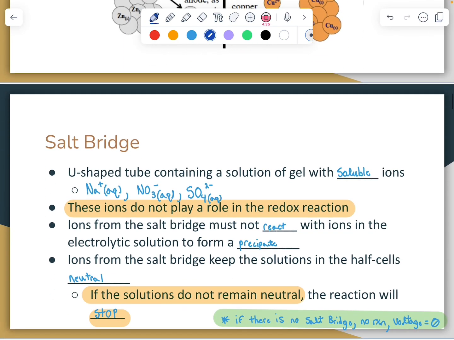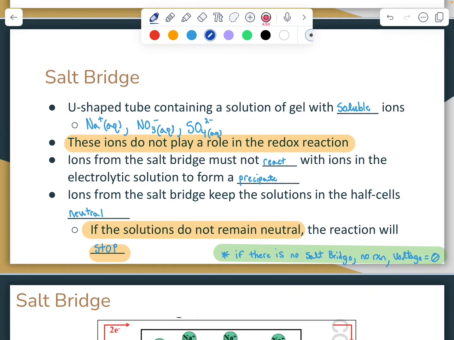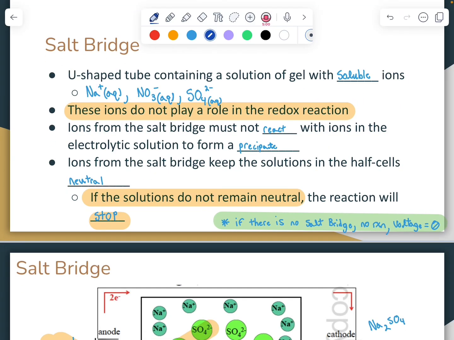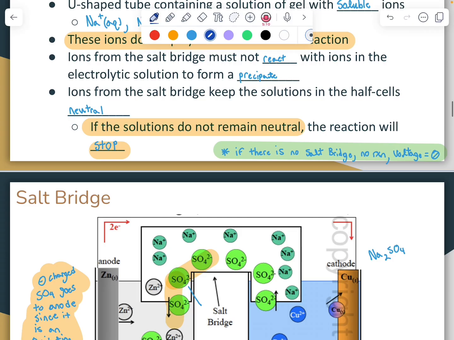So yeah, all this salt bridge is just soluble ions in a tube kind of thing. You can even make it with just regular chem paper. Usually you can make it with a salt bridge, just as long as it's able to flow through water and the ions do not react with ions in the solution to form a precipitate, so we need to make sure they're soluble always. And if the solutions do not remain neutral, the reaction will stop, so that's why we need a salt bridge. And if there is no salt bridge, no reaction, and the voltage is equal to 0.